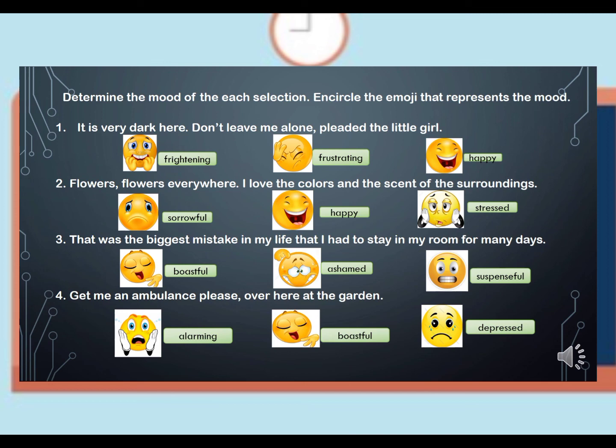For number 1, the answer is frightening. Number 2, we have happy. For number 3, the answer is ashamed. And number 4, the answer is alarming. Now, if you got all correct answers again, very good and well done. Clap.